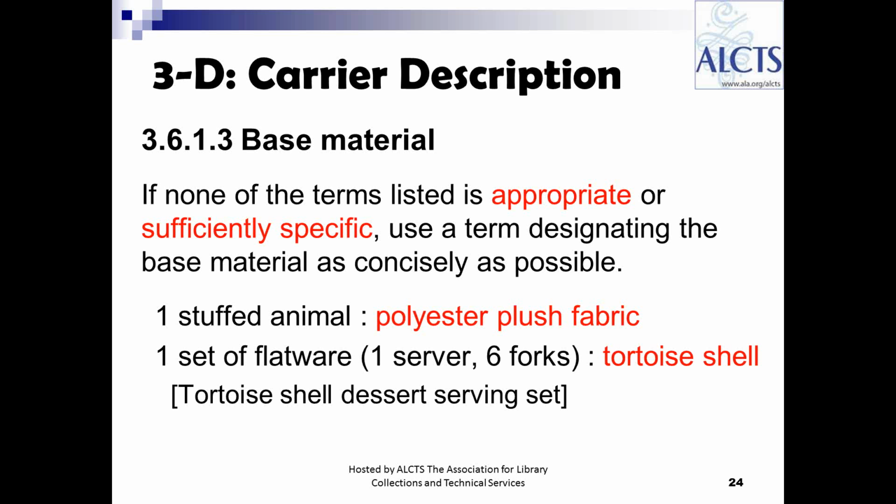RDA again gives you an out if nothing from the list fits. In the extent section, you're only instructed to use a term from outside the list if nothing on the list was appropriate. But here you can choose another term if none of the terms on the list is appropriate or sufficiently specific. Again, RDA tells you to go for concise. Here are a couple examples.